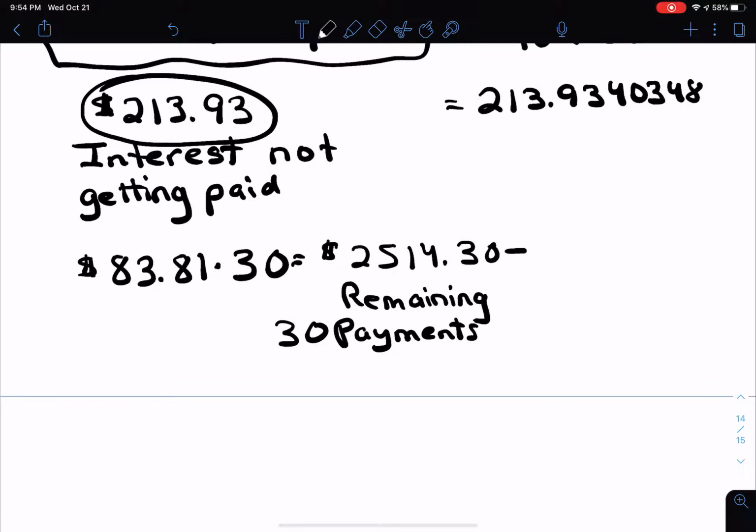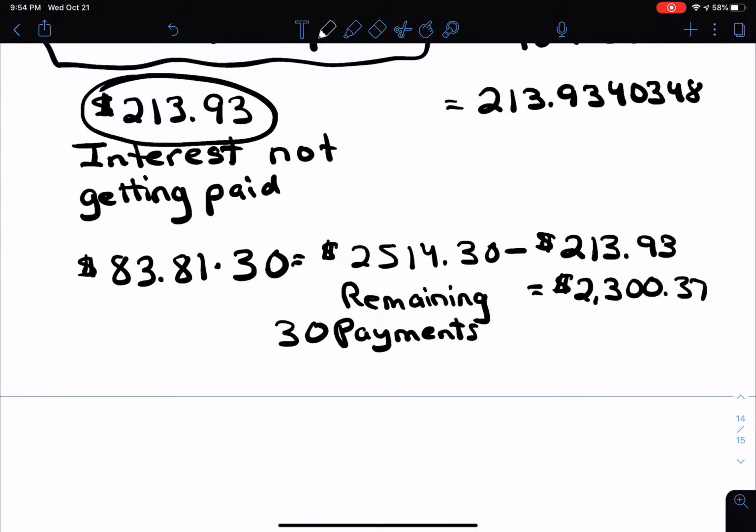Subtract that interest that's not getting paid. You get $2,300.37. This is the remaining principal. Because whatever those 30 payments would have been minus the unearned interest tells you, all right, this is the principal.